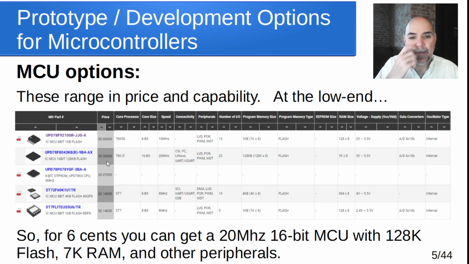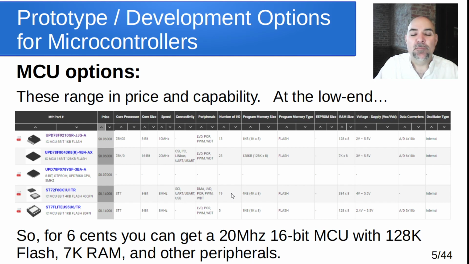And you'll notice that is, looking up here, the same price as that one. And then notice there's some other ones down here. Here's a ST72 for 14 cents. So really for just a little bit of money, you can get a pretty decent amount of processing power that can do a lot. You can do a lot with it.